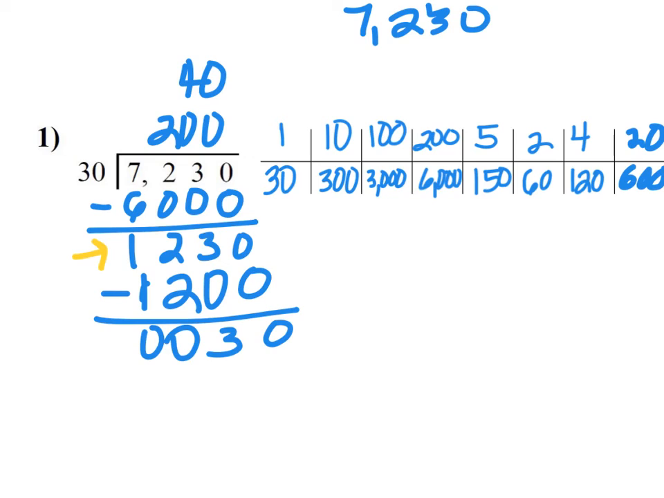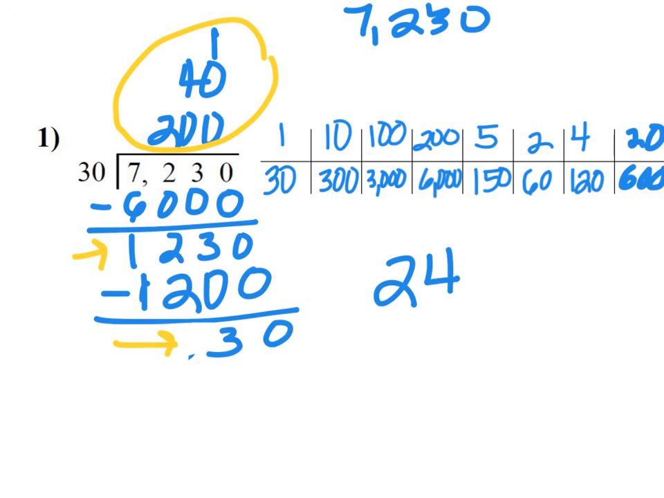Oh, and now I'm looking for how many times does 30 go into 30, right? I'm going to get rid of these zeros because I don't need them. How many times does 30 go into 30? And I know that 30 goes into 30 one time. And now I'm going to take my numbers up here and add them to find the answer. And I know that the answer for today's problem is 241.